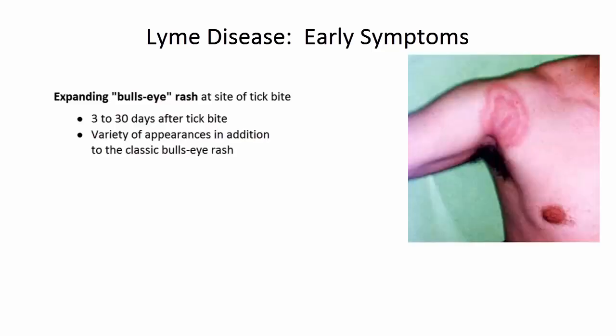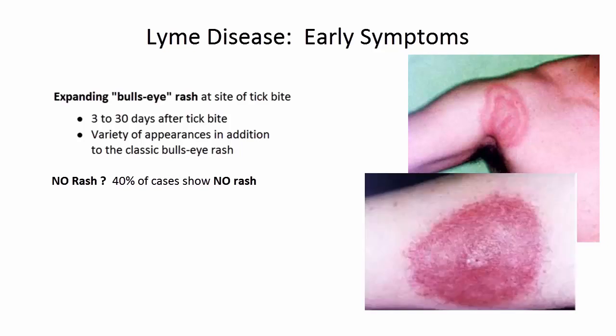Lyme disease: early symptoms. When someone is bitten by an infected tick, they may begin to show symptoms within days to weeks of exposure. While the most commonly recognized sign of early Lyme disease is the appearance of an expanding bullseye rash at the site of the tick bite, 40% of Lyme cases show no rash at all. If a rash does appear, its outer border is usually red and flat, with a partial clearing in the middle, so it looks like the typical bullseye rash that people often associate with Lyme disease.